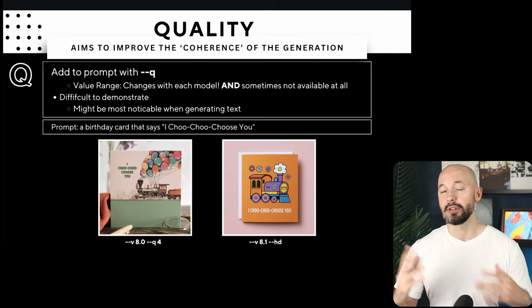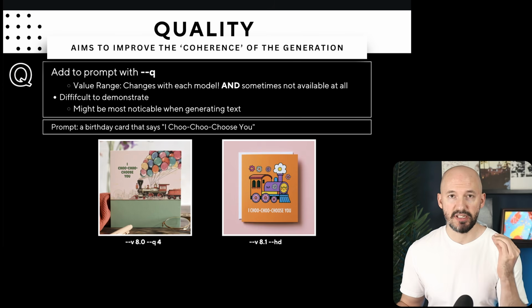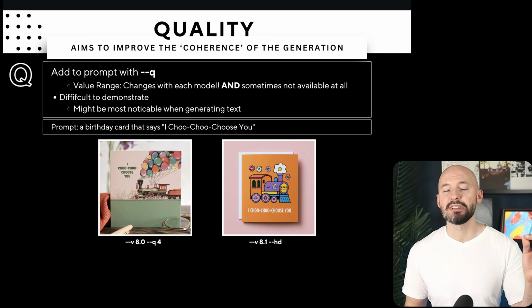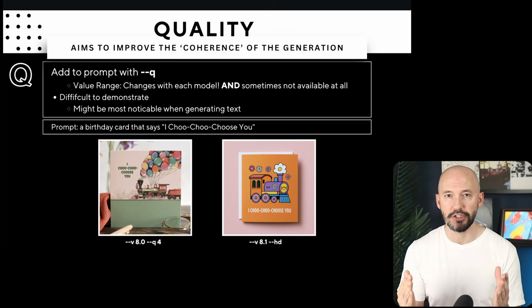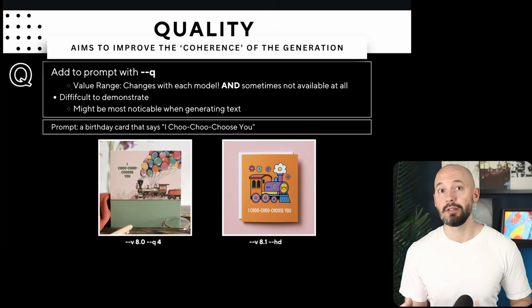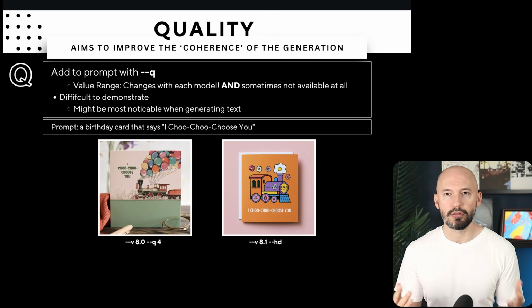And then on the topic of resolution, we also have the quality parameter. You can add it to your prompt with --q, and the goal of this is to increase the coherence of your generation. Now this is pretty hard to demonstrate, mainly because it changes with each model. Sometimes it's not available at all, but in the future, just remember you might have the chance to improve the quality of your initial generation.